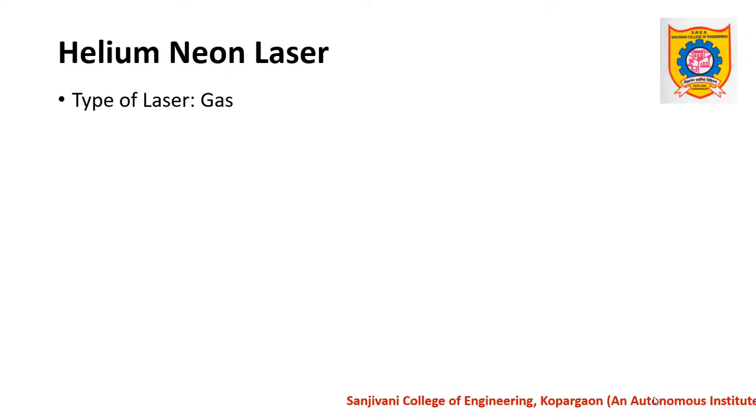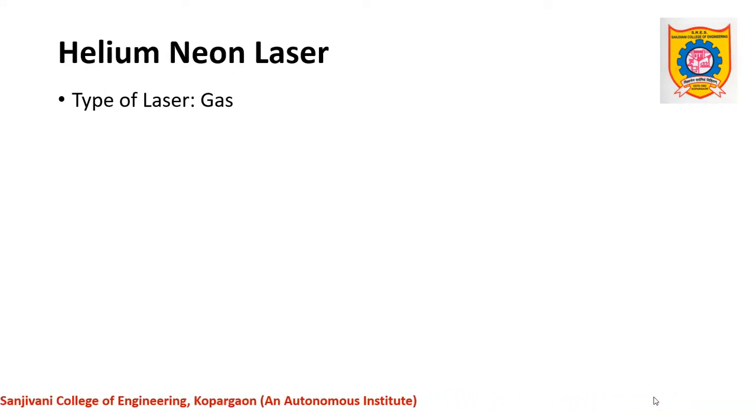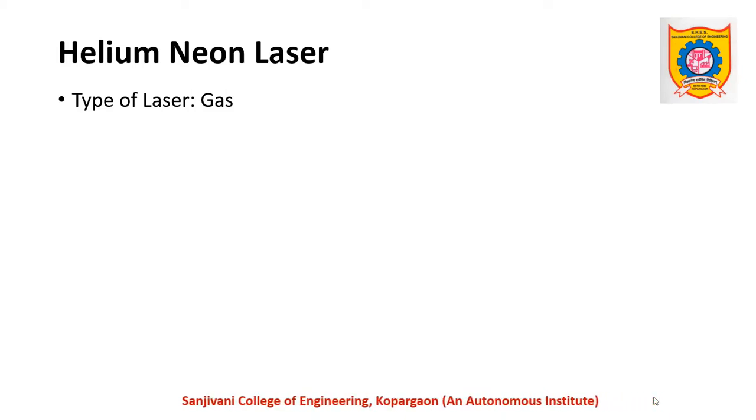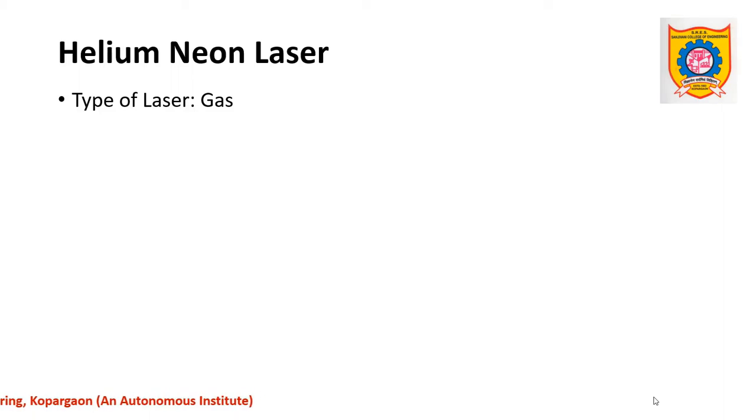In previous module we have seen solid state type of laser, which is Nd:YAG laser. Under solid state type we have discussed one more laser, that is ruby laser. So it is very clear that the type of laser depends upon the physical state of the active material used, and in the present case the active material is mixture of two different gases, helium and neon. Therefore the type of laser is gas type.